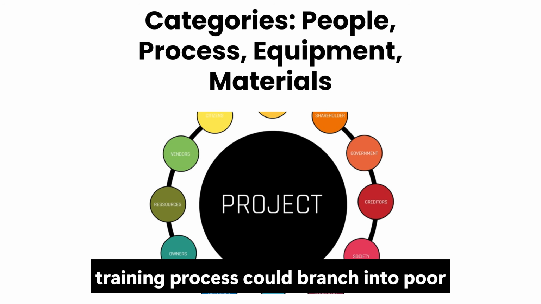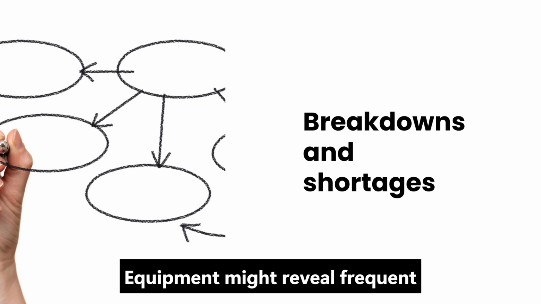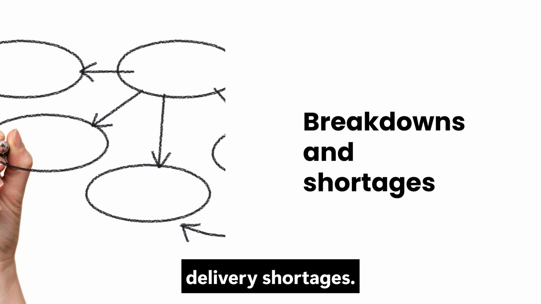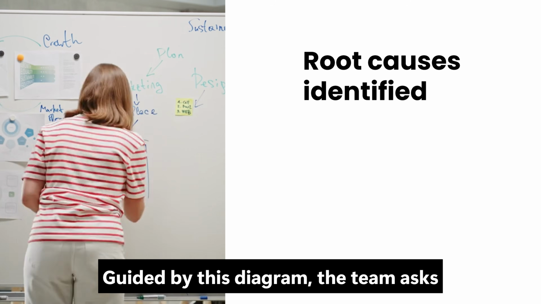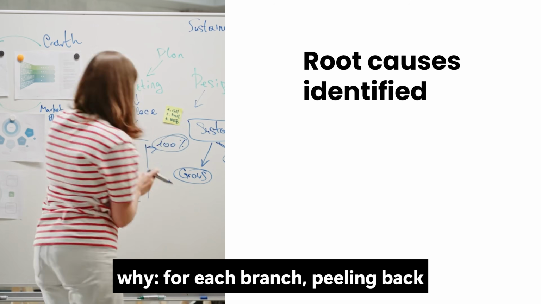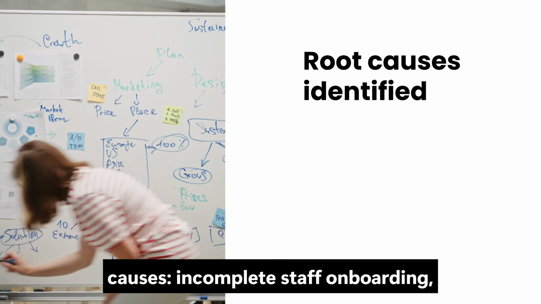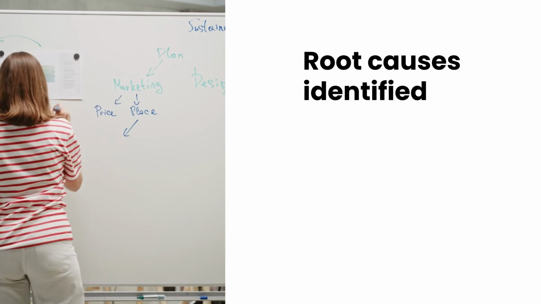Process could branch into poor scheduling and approval bottlenecks. Equipment might reveal frequent breakdowns. Materials could highlight delivery shortages. Guided by this diagram, the team asks why, for each branch, peeling back layers. Eventually, they find root causes: incomplete staff onboarding, flawed scheduler, and supplier failures.